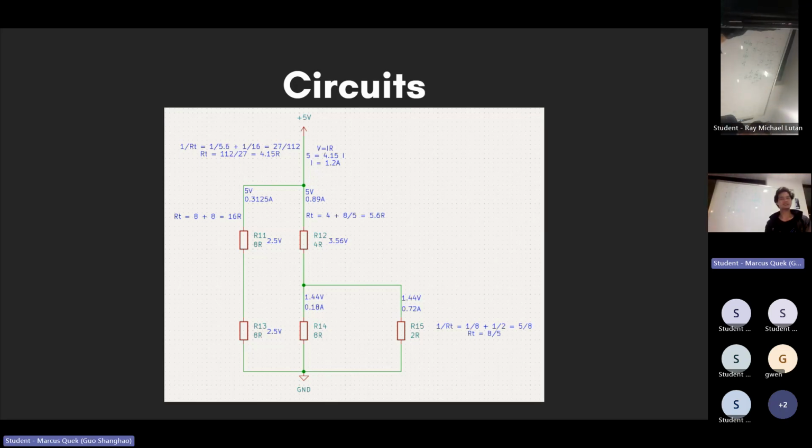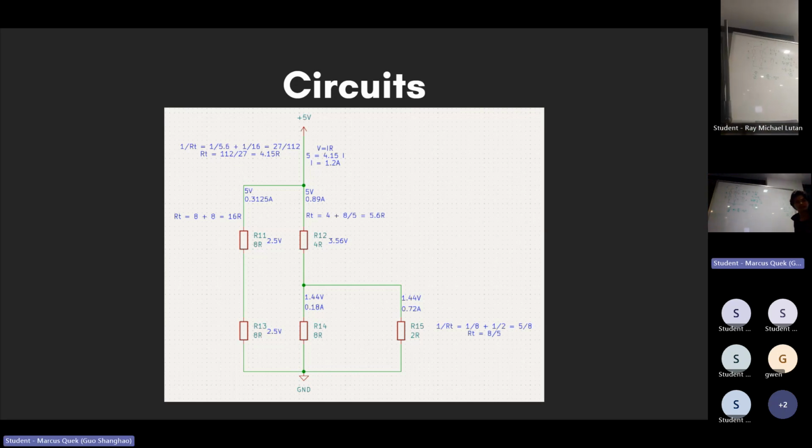Actually, Ray's camera is doing it already. It should be okay. Yeah, but my camera also starts because I have a laptop. Yeah, see it.